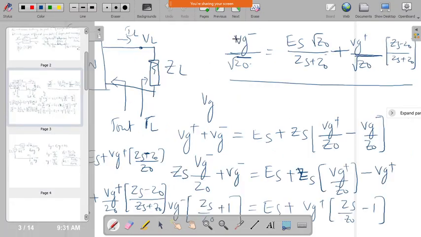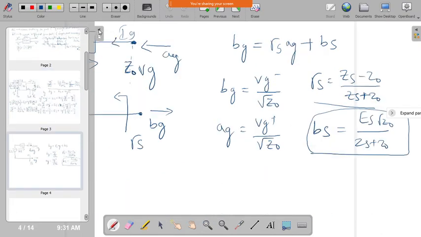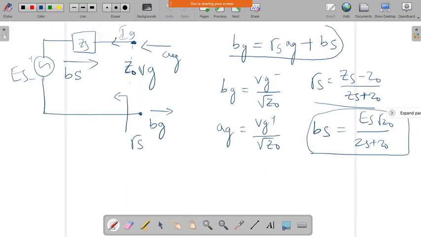Whatever we have, this is nothing but Bg, and this is nothing but your Bs, plus this is your Ag into gamma s. So that is the equation for the source side, or generator side, and we can write it in terms of the signals. The signal flow graph we can write in terms of the nodes Bg, Ag and Bs.